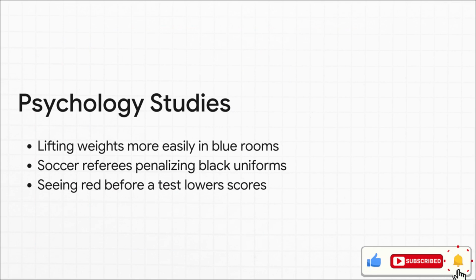Listen to these facts. One study showed that people could literally lift heavier weights more easily when they were standing in a blue room. Another study found that soccer referees unconsciously made more penalty calls against teams that were wearing black uniforms. And if you're a student, get this, people who saw the color red right before taking a test actually performed much worse than those who didn't. Color is actively influencing human performance and judgment every single day.